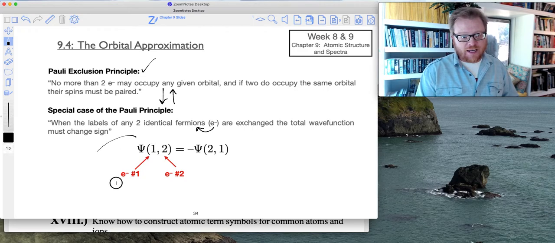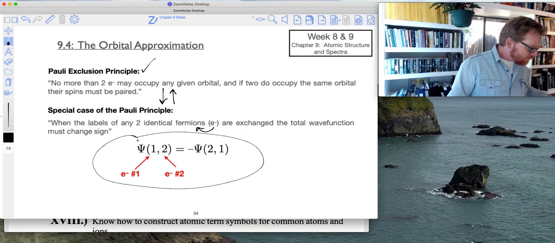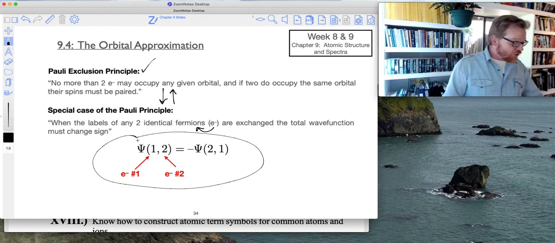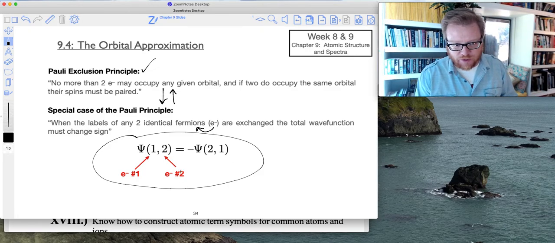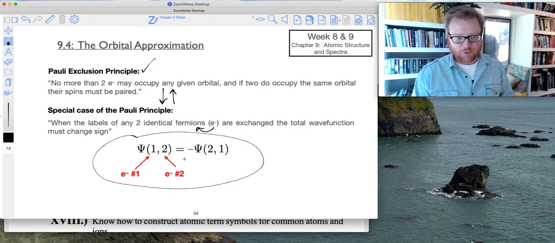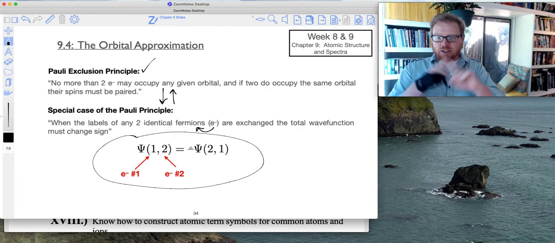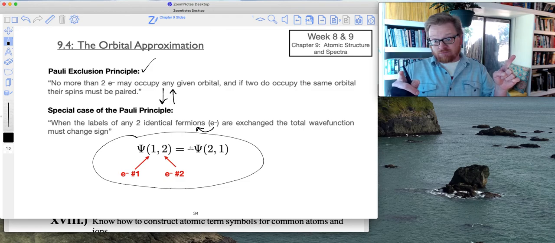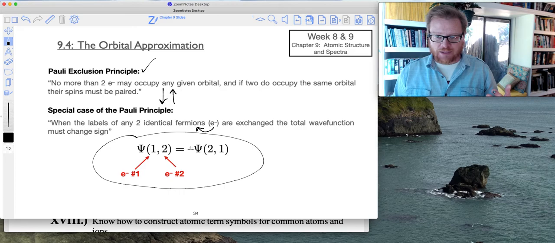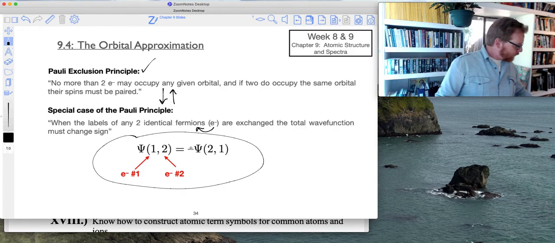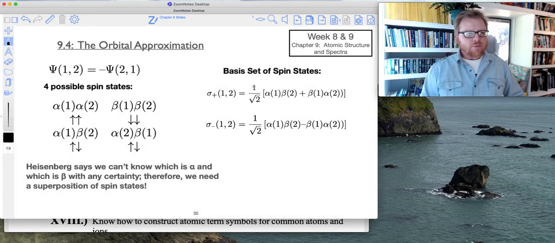This is going to be really important for establishing our multi-electron atoms from a conceptual point of view. If we change the position of those electrons, we literally just say, what if I switch 1 and 2, switch their position? The wave function must change signs, according to the Pauli exclusion principle. All right? So let's keep going with this.